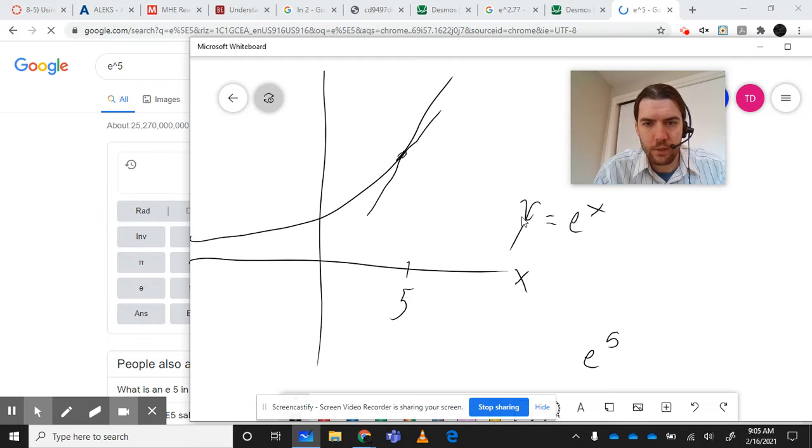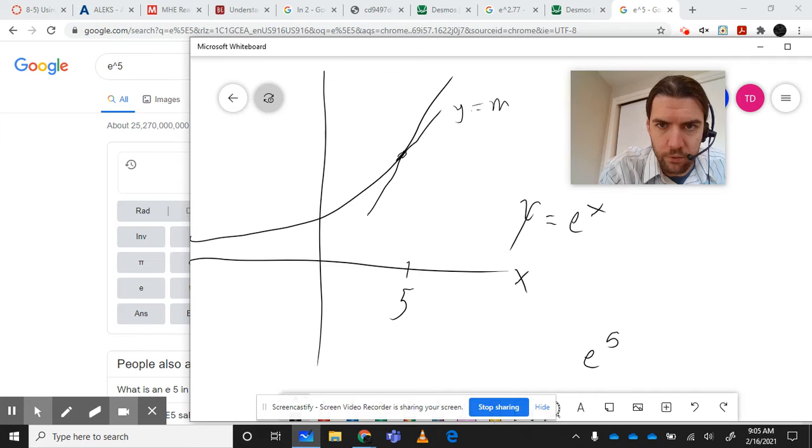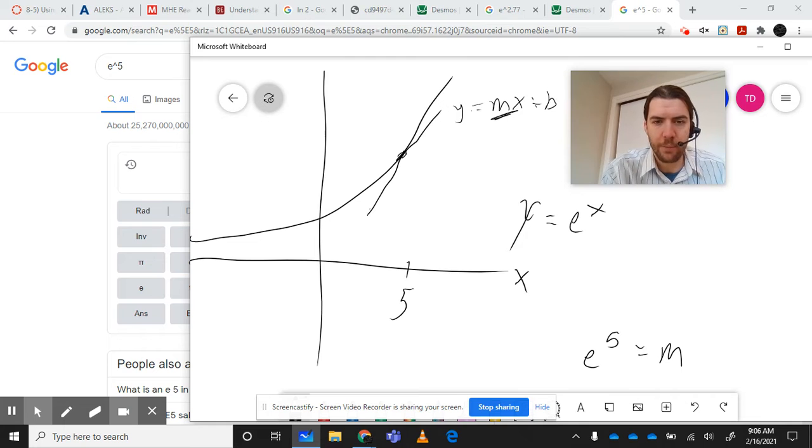148. Okay, so the slope here is, if we said this is a line y equals mx plus b, right? This linear line right here, the slope. Well, the slope of that line is e to the 5th power. Okay, that's our slope at x equals 5. So not only does the original function equal 148 right there, not only is this location x equals 5, y equals 148, the slope at that location is 148.